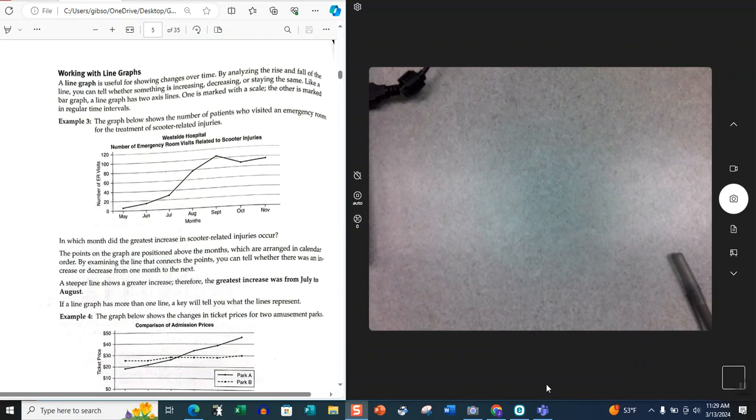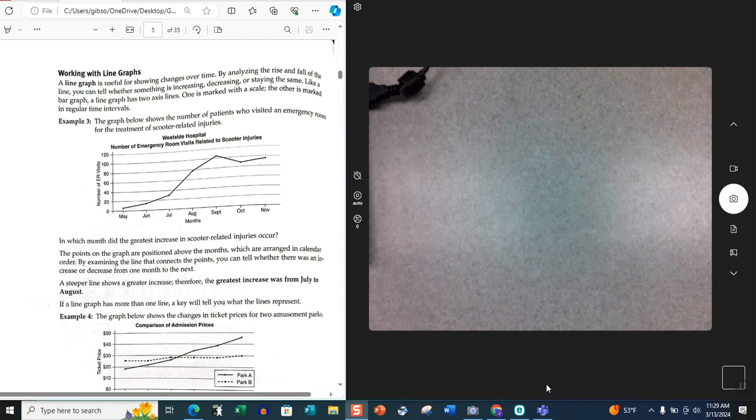Okay, class, we're about to start the second part of lesson 2. It says working with line graphs. A line graph is useful for showing changes over time. By analyzing the rise and fall of the line, you can tell whether something is increasing, decreasing, or staying the same. Like a bar graph, a line graph has two axis lines. One is marked with a scale, the other is marked in regular time intervals.